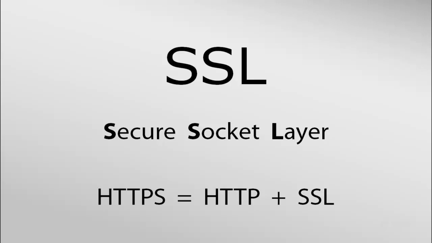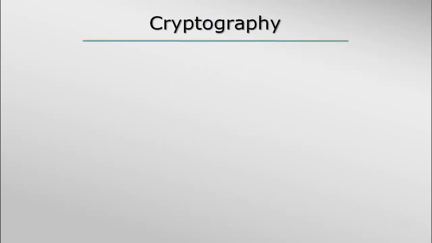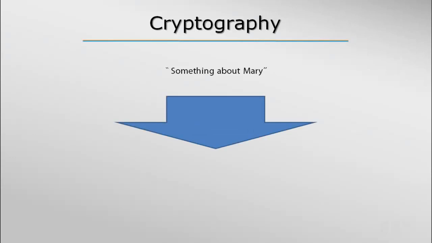So let's understand SSL now. But before we can understand SSL, we must be aware of some concepts of cryptography on which SSL is based. Cryptography is basically the science of hiding information. For example, if we have a string, say something about Mary, we can apply some kind of mathematical transformation to it so that we get a new string very different from the original. The original text is called plain text in cryptography, whereas the resulting text is called encrypted text or ciphertext. The process of transformation itself is called encryption.